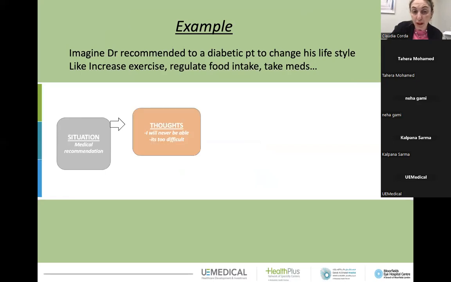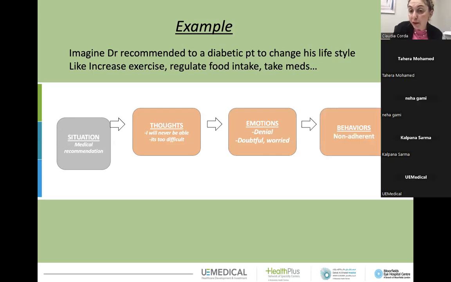So with this situation, the thoughts could be, I will never be able to do it, it's very difficult. This is the cognitive distortion. Then the emotion will be denial, fear, frustration, anger. Then of course the related behavior would be, I will not follow the instructions, not because I think they are wrong, but because my software is not processing the information in the correct way and gives me at the end of the chain a symptom, which is the non-adherence.